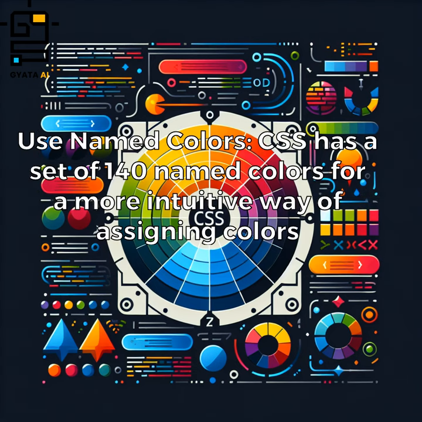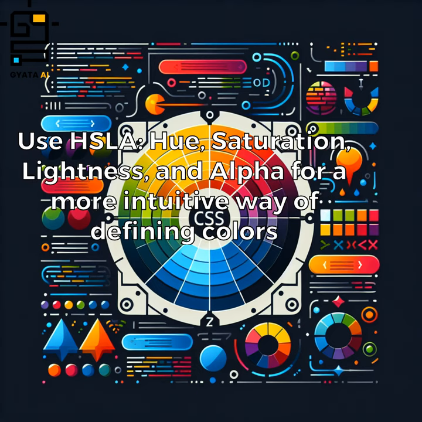Tips and tricks. Use named colors. CSS has a set of 140 named colors for a more intuitive way of assigning colors. Use HSLA, hue, saturation, lightness, and alpha, for a more intuitive way of defining colors.